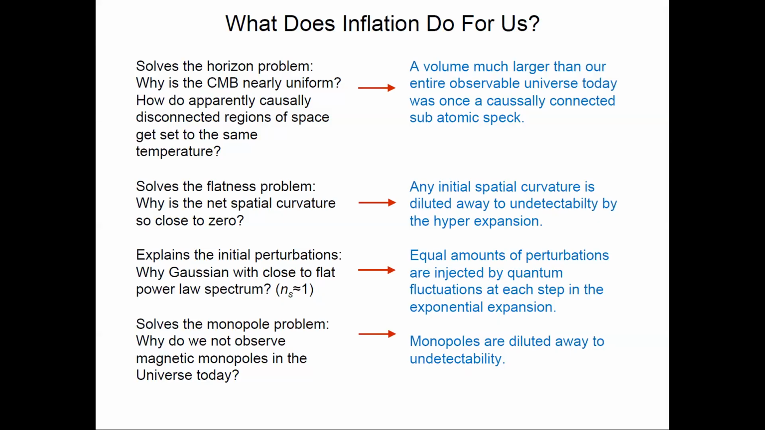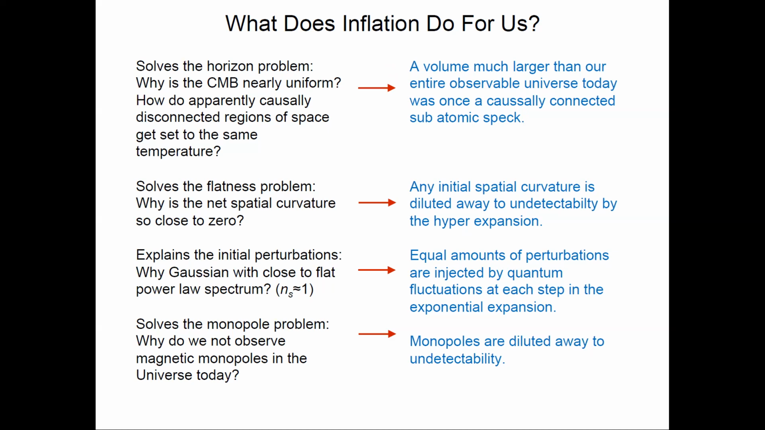So why are we looking for inflation? What is inflation good for? So it potentially solves the horizon problem. It explains why the CMB is so nearly uniform. It sets up the initial conditions which we need, which empirically pertained at a very early time in our universe. So it solved the horizon problem by positing that a tiny speck of subatomic space became the entire observable universe today. In the process of that hyperexpansion, it dilutes away any initial spatial curvature, and it gives us a perfectly flat universe. So it explains the flatness of the universe.